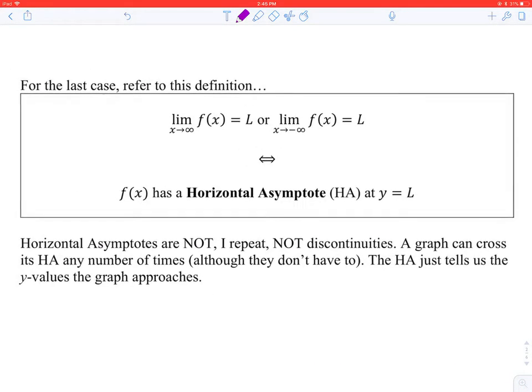Okay, and then just a reminder that horizontal asymptotes are not discontinuities. So a graph can cross its horizontal asymptote any number of times, although it doesn't have to. And the horizontal asymptote just tells us the y values that the graph approaches.